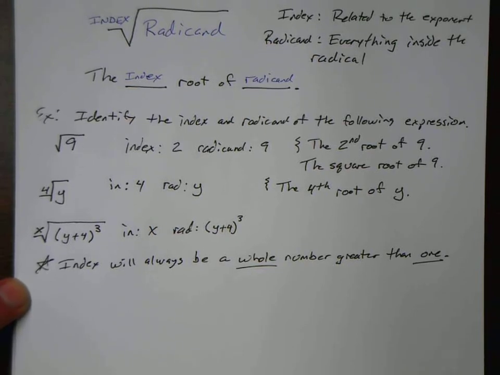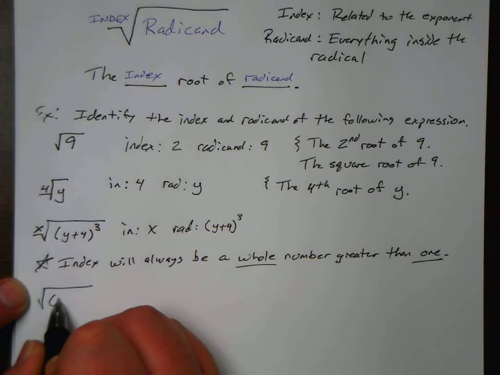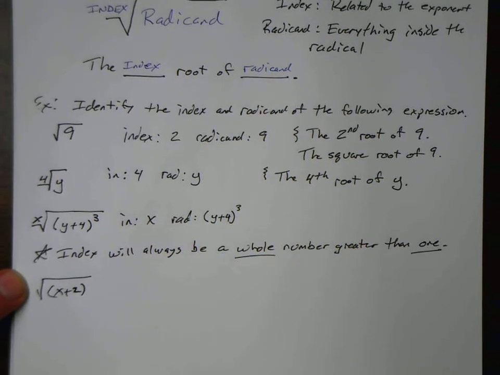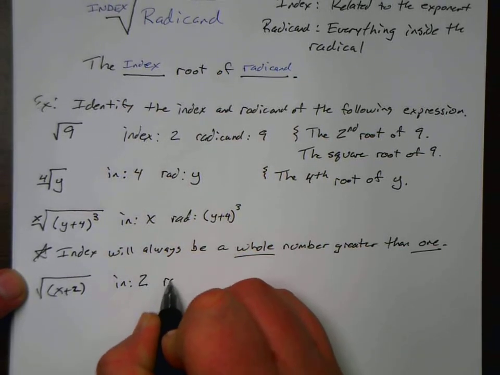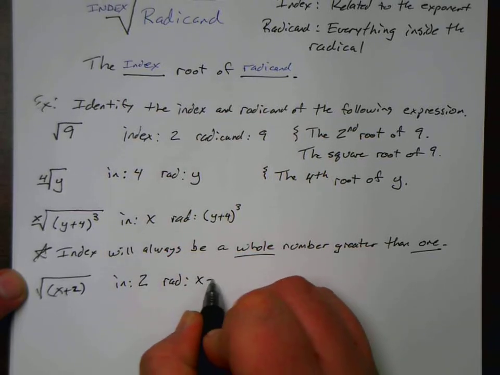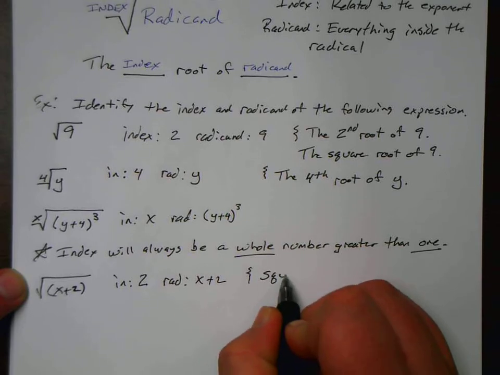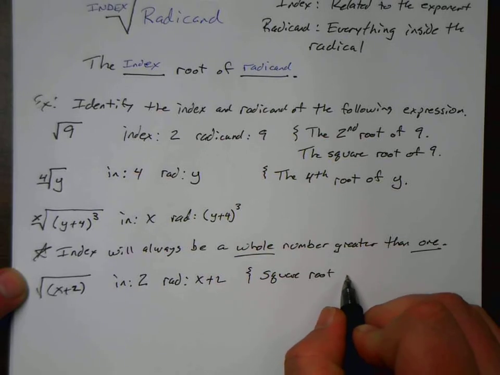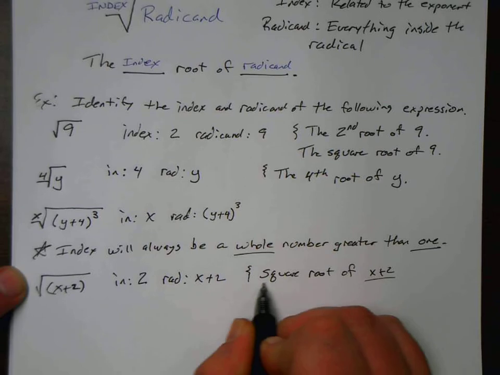Okay. So let's try one more, and let's take a look at this guy here. I want us to look at one more. All right, so my index here is a 2. My radicand in this instance is going to be x plus 2. And I would say this as the square root of x plus 2.